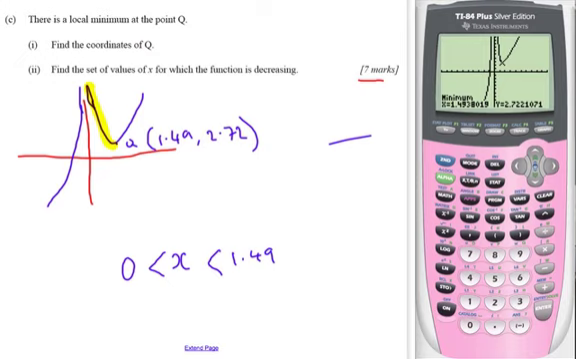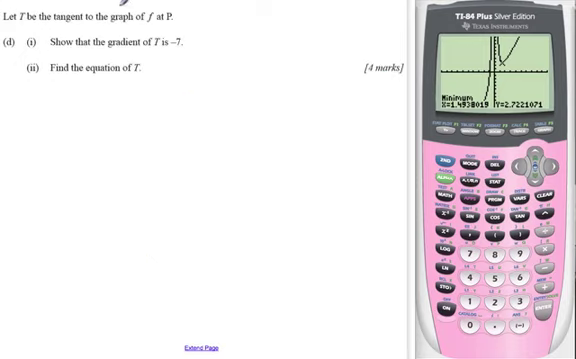Right, moving quickly on. Let t be the tangent to the graph at P. Can you remember from the first part of the question, P was 1, 4. Show that the gradient of t is -7. So we've got our graph. The way it's talking us through the question is to show that the gradient is -7 first.